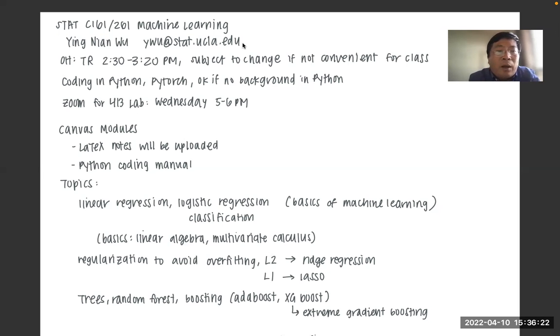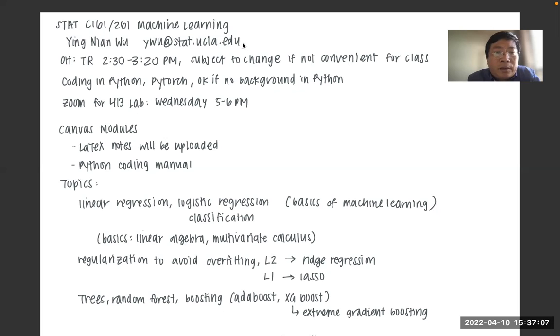So currently I set my office hour for stats C161 and 261 at Tuesday and Thursday from 2:30 to 3:20 p.m. Just an hour before the class. And if this time is not good for you, we can always set up a time that is more convenient to you. And also, if you get onto the Canvas and click the syllabus, you are going to see that I'm also offering an actual office hour over Zoom on Saturday, 4 p.m. So you can find the Zoom link there.